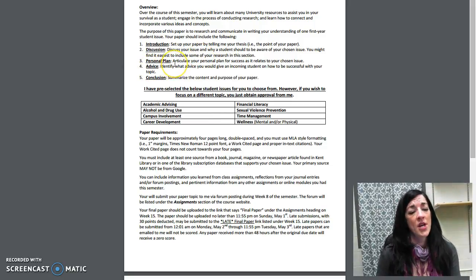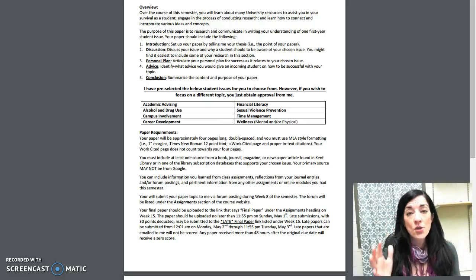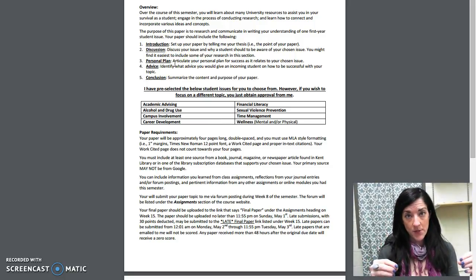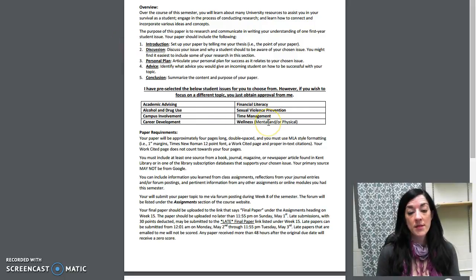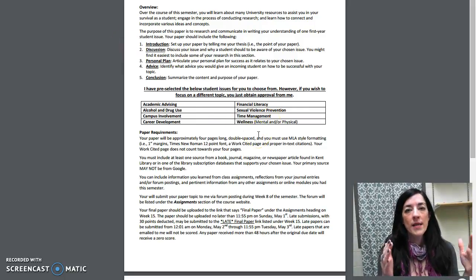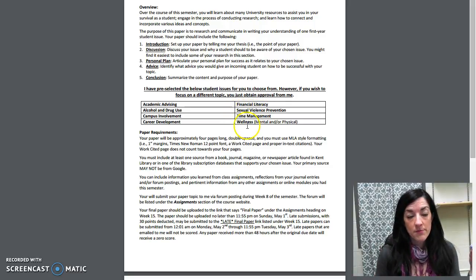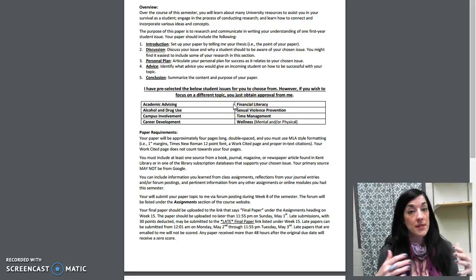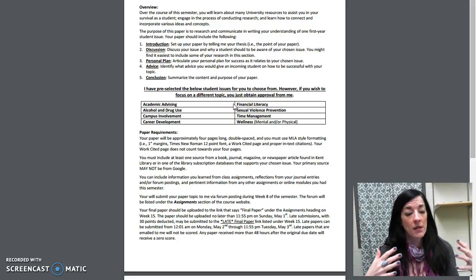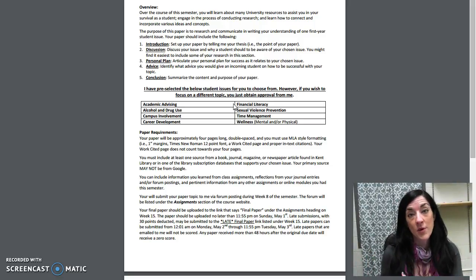Then I would like for you to share with me your personal plan as it relates to this particular topic. So I'm guessing you chose this topic maybe because it's meaningful to you in some way. Perhaps you chose time management, for example. So what is it that you are now going to do in your own life to improve your understanding of time management? Or maybe you chose financial literacy. That's a big deal for college students. Lots of college students are taking out a lot of loans, not really thinking about the ramifications of that upon graduation.